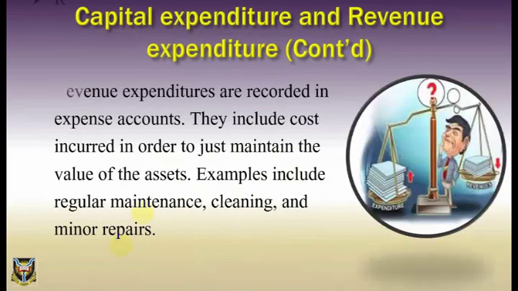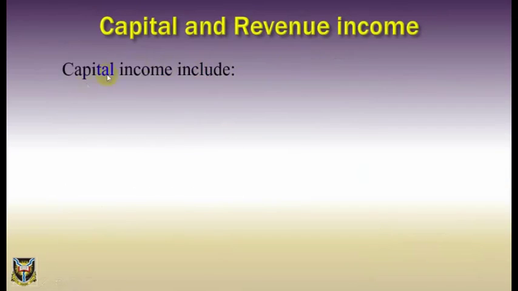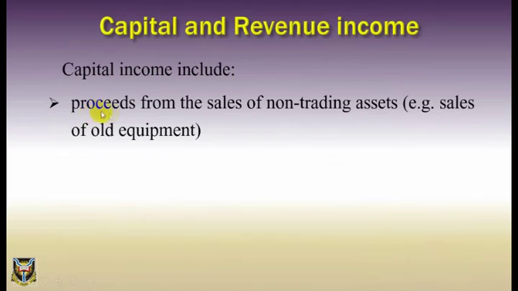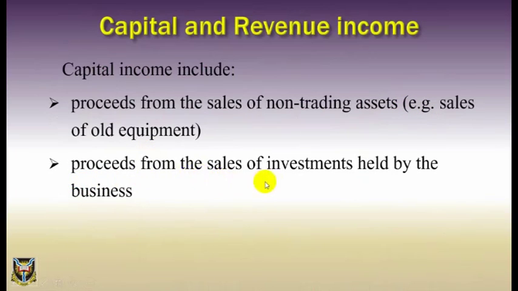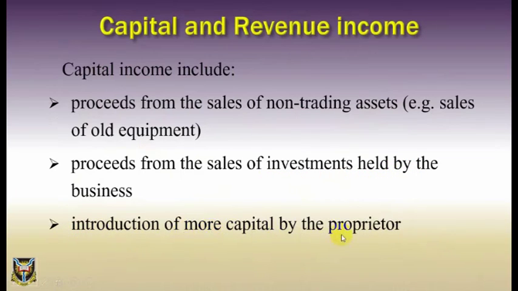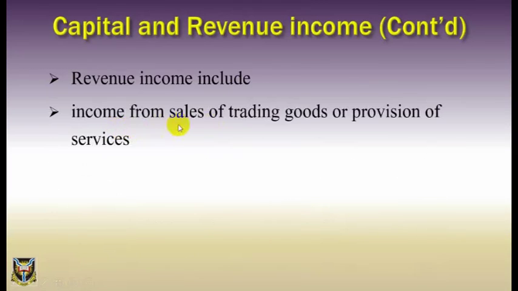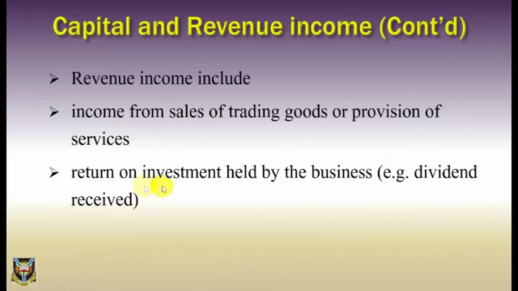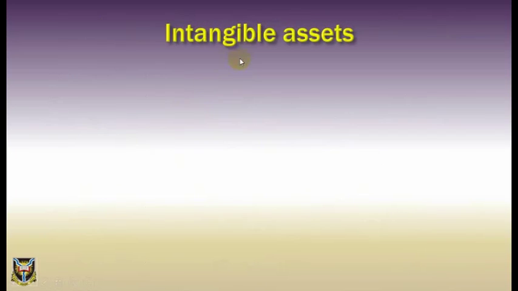D. Capital and revenue income. Capital income include proceeds from the sales of non-trading assets, e.g., sales of old equipment, proceeds from the sales of investments held by the business, introduction of more capital by the proprietor. Revenue income include income from sales of trading goods or provision of services, return on investment held by the business, e.g., dividend received.